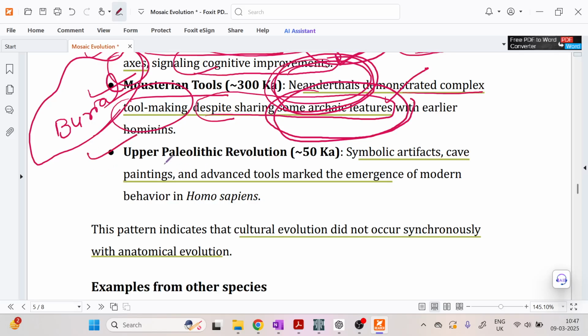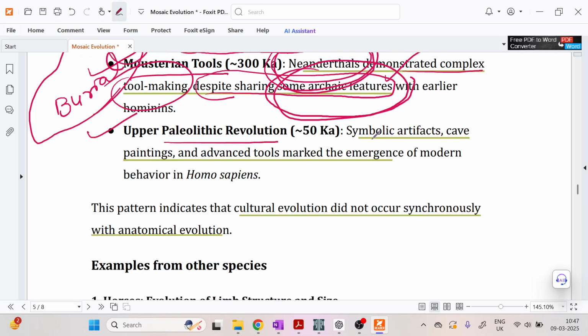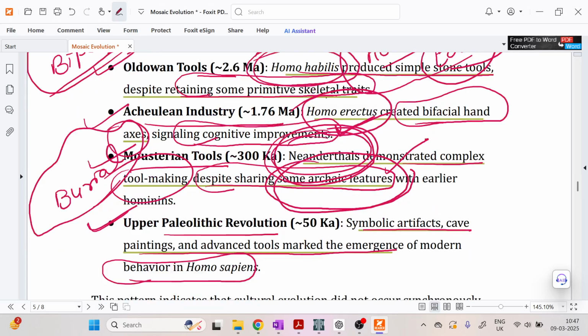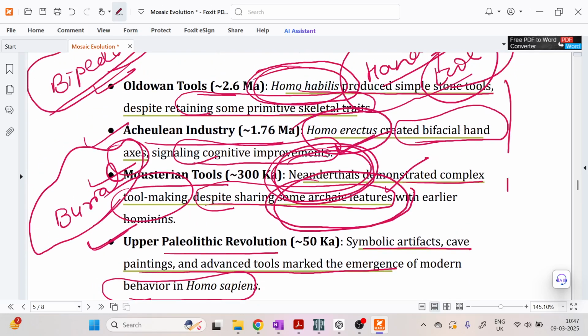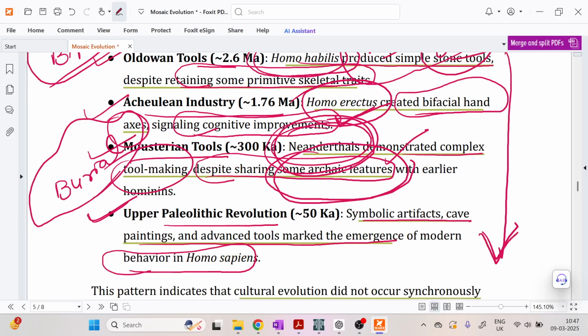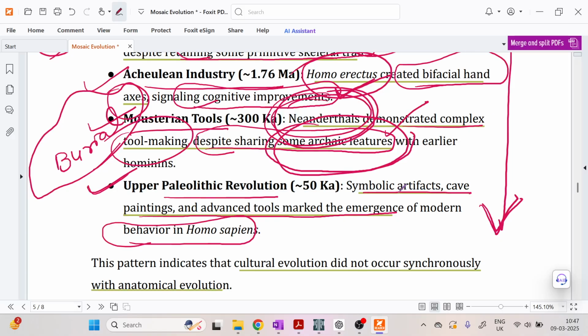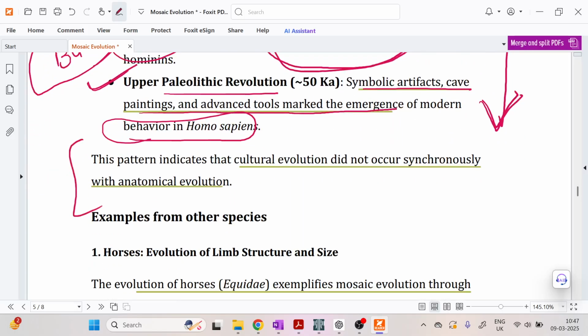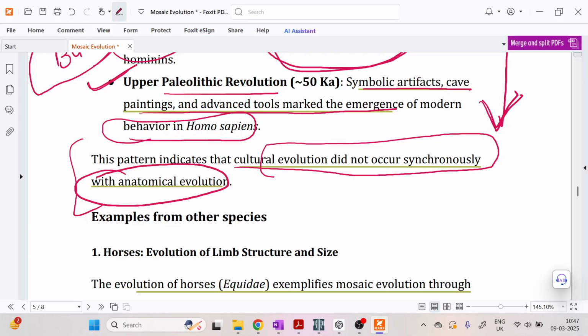Now the Upper Paleolithic Revolution, in which symbolic artifacts, cave painting, advanced tool, they mark the emergence of modern behavior in Homo sapiens. So यहाँ पे ये ग्रेजुअल इवोल्यूशन देख सकते हैं कि जो कल्चरल एडवांसमेंट है it was not a matter of overnight transition. So again, this pattern indicates that cultural evolution did not occur synchronously with anatomical evolution.